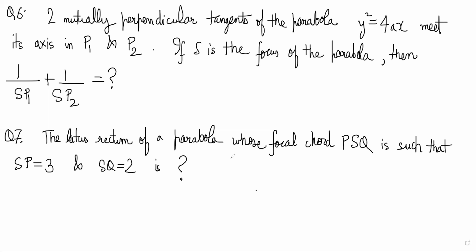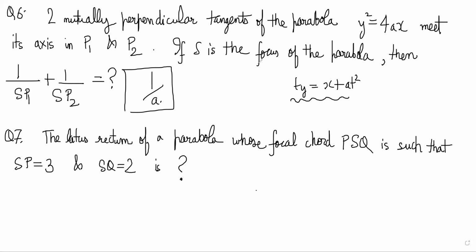Is the first one 1 by A? First one is 1 by A. How did you get it? Because they are perpendicular, so T1, T2 will be -1. The tangents are perpendicular. Yeah. So I think slope of tangent is 1 by T. So T1, T2 will be -1.